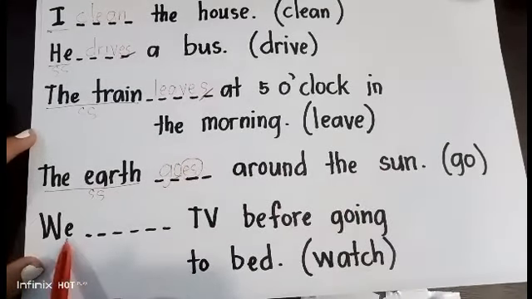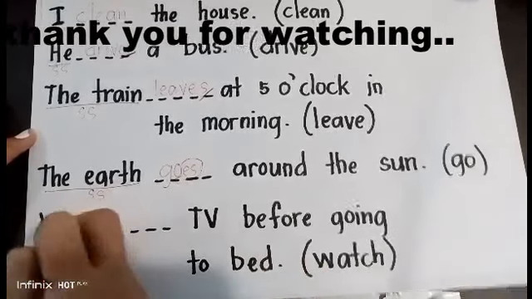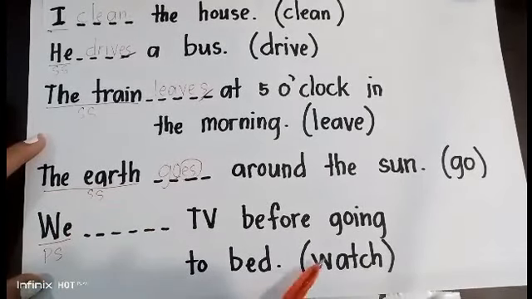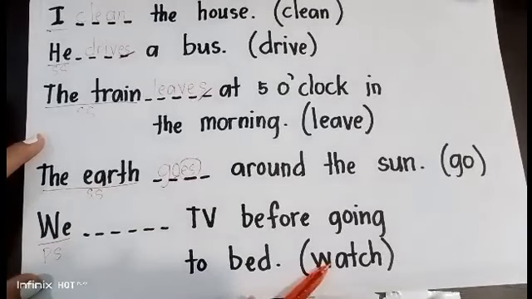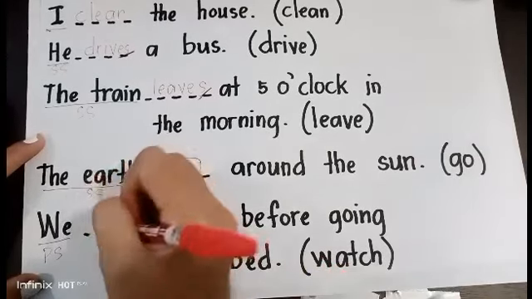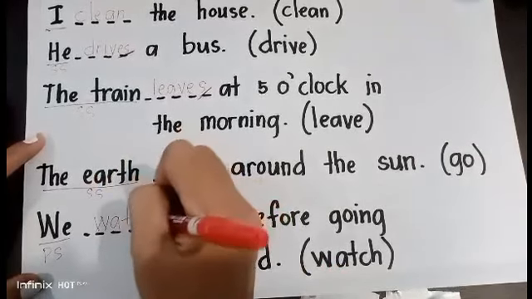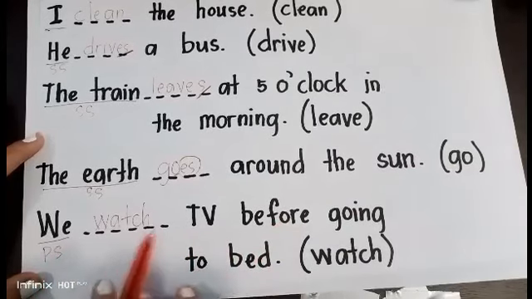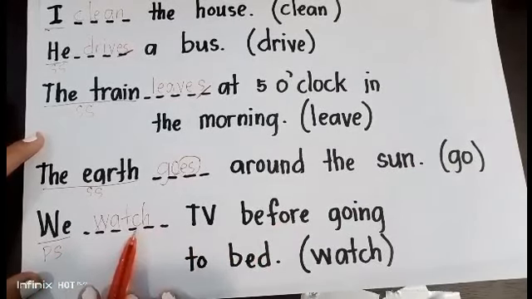Next, we blank TV before going to bed. The verb is watch. So here the subject is we, which is a plural subject. So you just remain as a base form or main verb. So it goes this way. So we watch TV before going to bed. Just only the main verb or the base form.